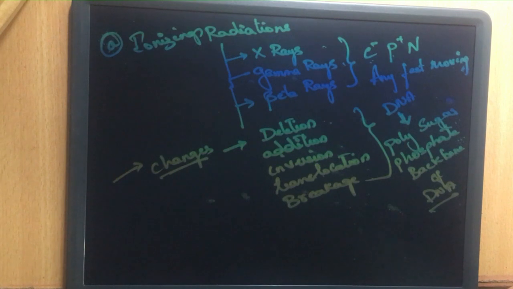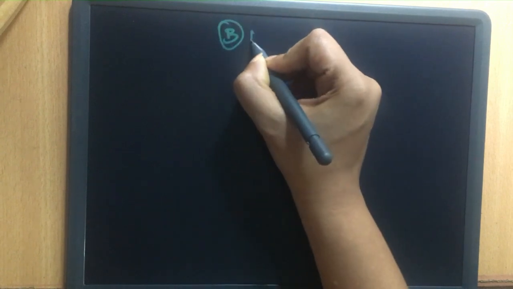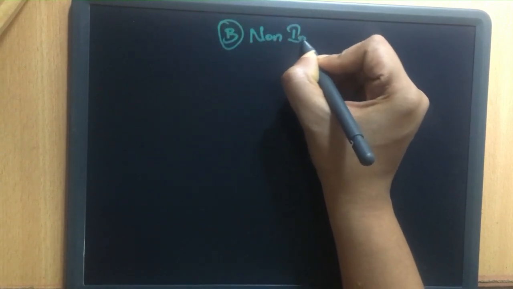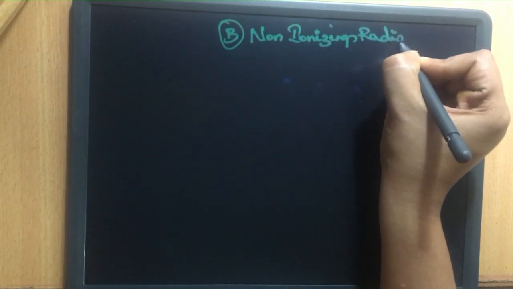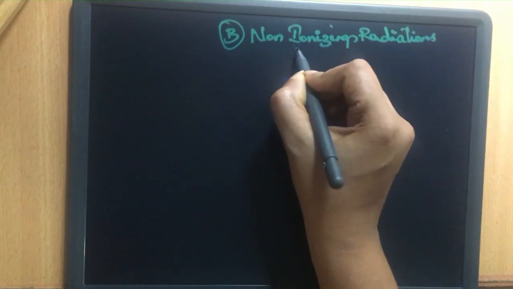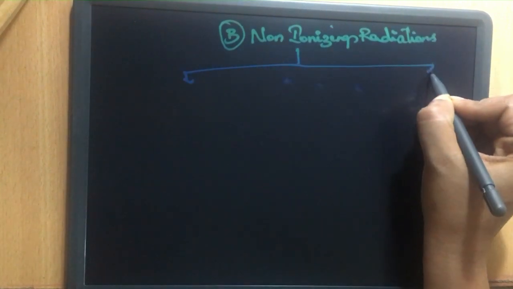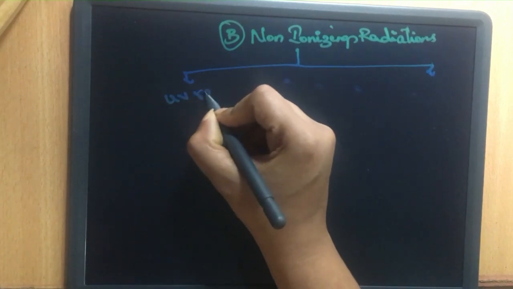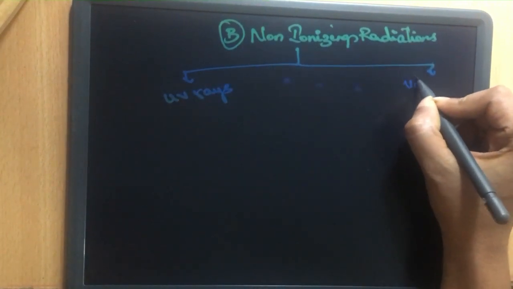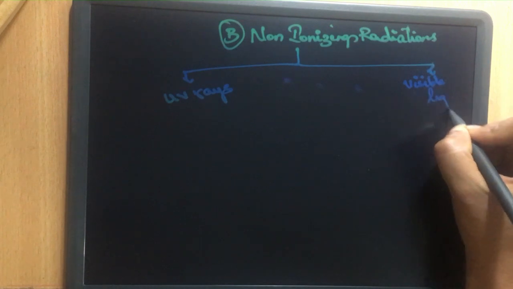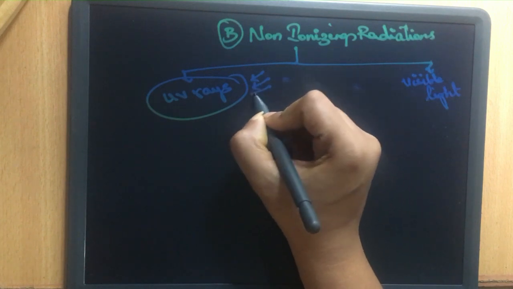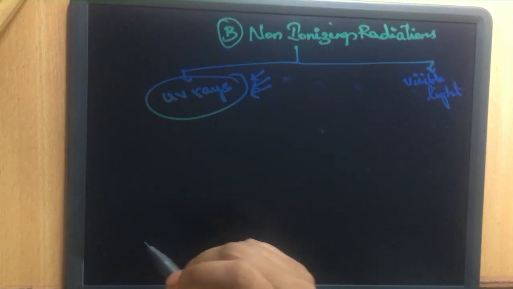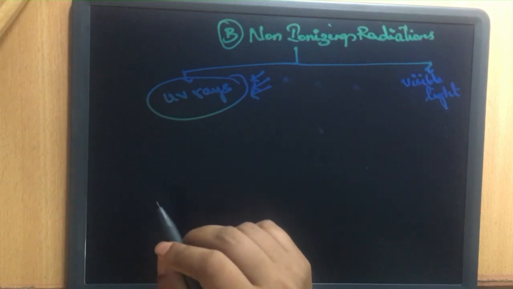Okay, now let's move to the non-ionizing radiations. Non-ionizing radiations are divided in two types. They are UV rays and visible light. Our main focus as a mutagen is on UV rays. UV rays are a non-ionizing radiation that may cause mutation.